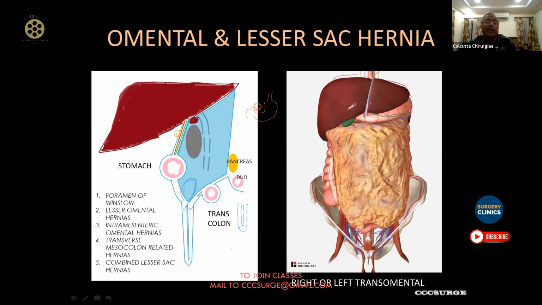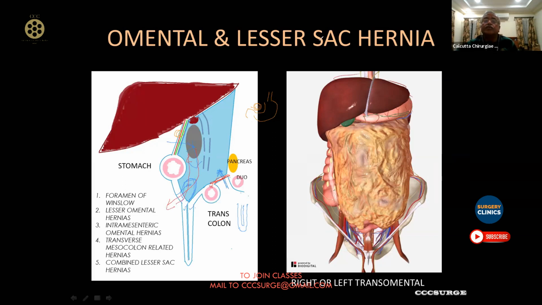Okay, so technically, lesser sac hernias are foramen of Winslow hernias. So there, it's come through out here. You have a lesser omental hernia from there. You have an intramesenteric omental hernia from there. You also have hernias coming through, what is that structure? That contains the blood vessels to this particular structure, the transverse colon. So what is that structure? The mesocolon. Right, that's a transverse mesocolon related hernia. And finally, you have a combination. Sometimes hernias come through out here and come through out here, or they go the other way. So you have combined hernias.